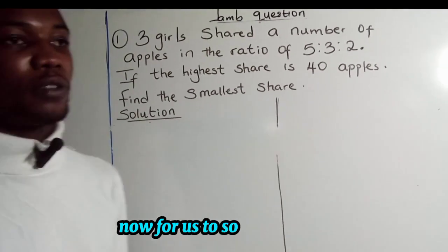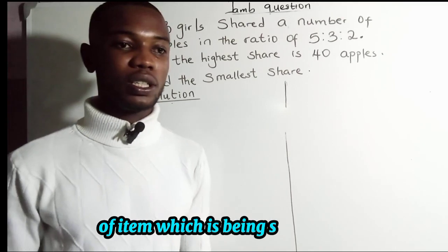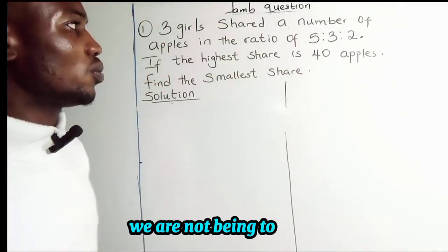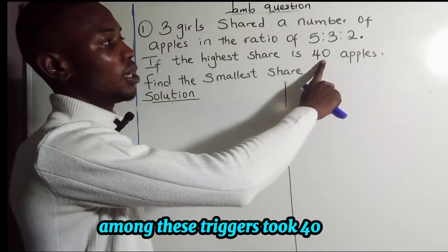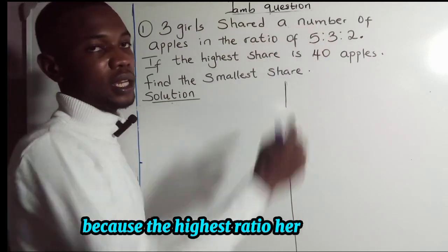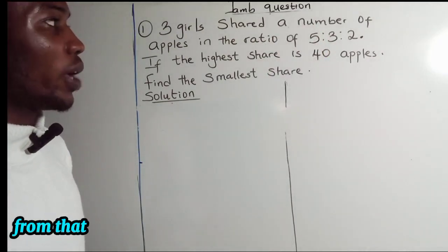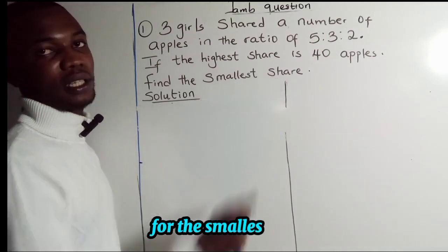Now, for us to solve ratio, we need to know the total quantity of item which is being shared. But in this question, we're not being told. We are just being told that the highest among the three girls took 40. Definitely his ratio is going to be 5 because the highest ratio here is 5. From that, we can get the quantity and use it to solve for the smallest.